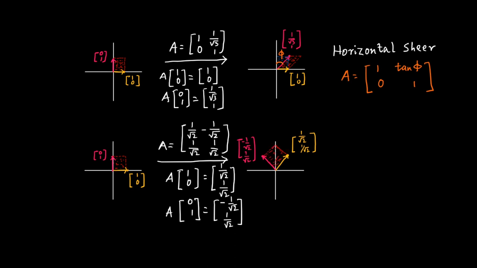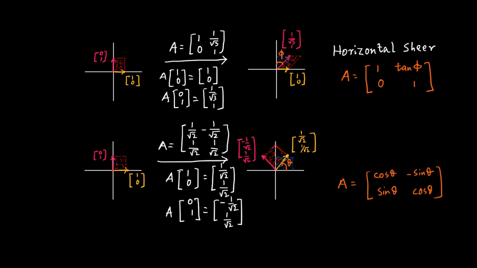That means, what happened, can you tell me? Our region got rotated. Now, if we consider that the angle of this rotation is, say, theta, then we know that we can write this A as cos theta, minus sine theta, sine theta, cos theta.